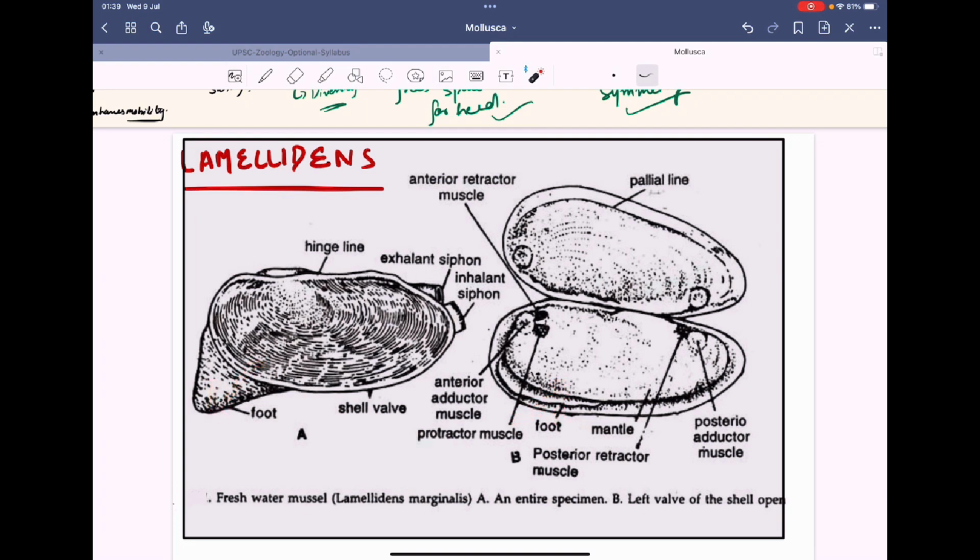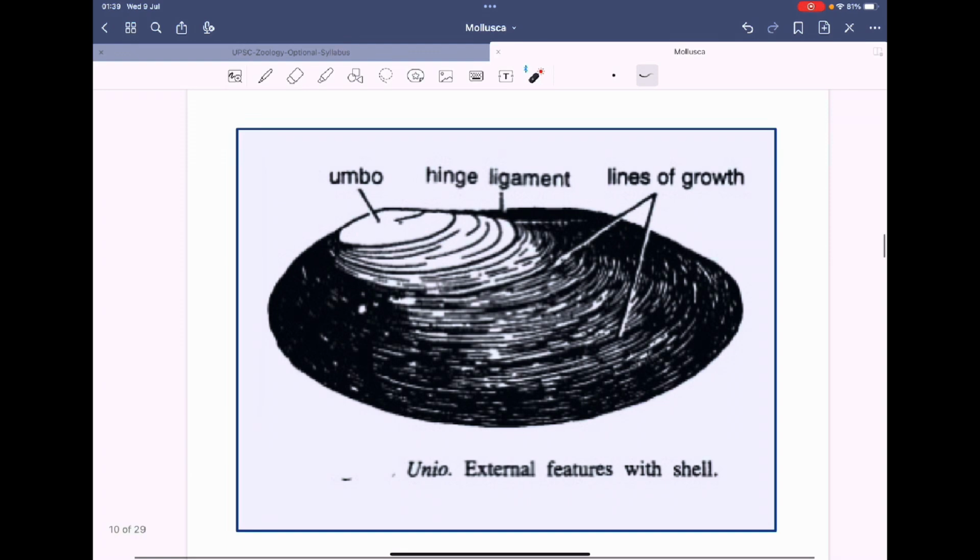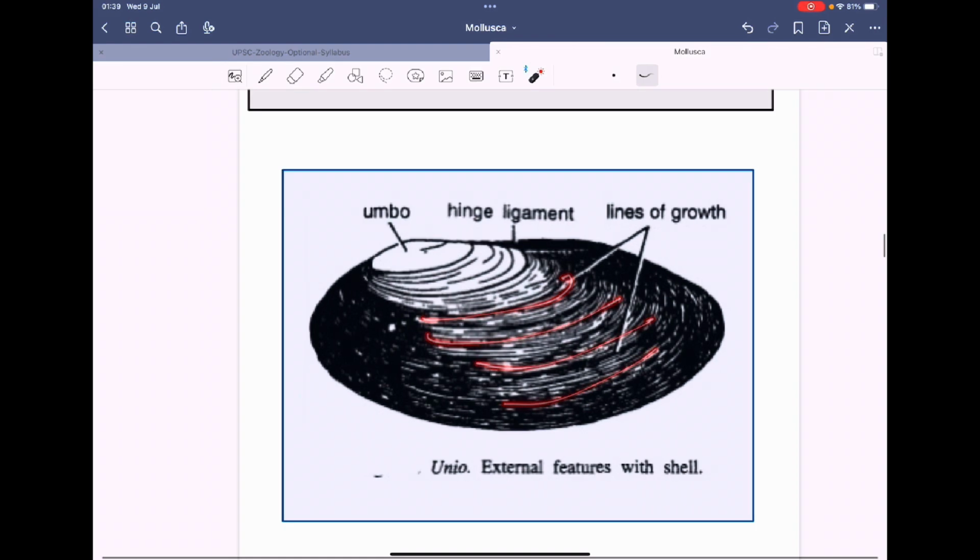It has two different valves, the left valve and the right valve. So these are the lamellidens. If you see the external features of the lamelliden, here the example is Unio. It contains one protrusion called the umbo. There is a hinge ligament. There are lines of growth. So this is the external structure of the lamelliden.